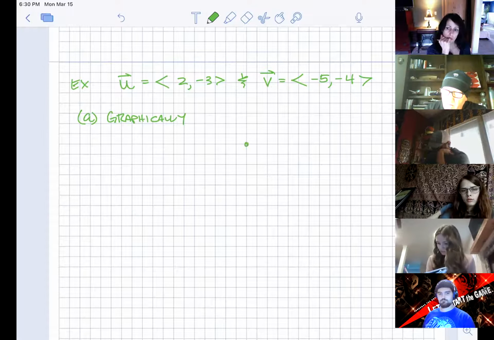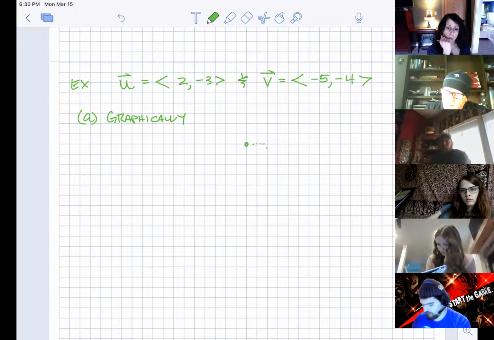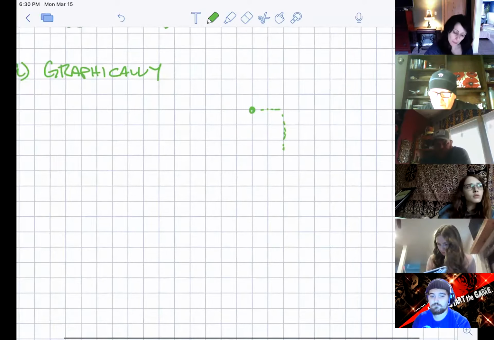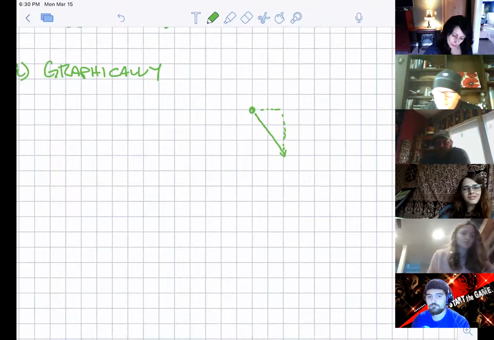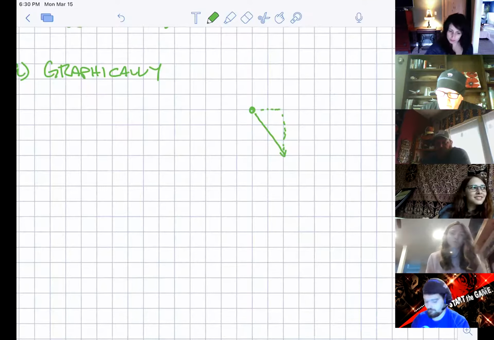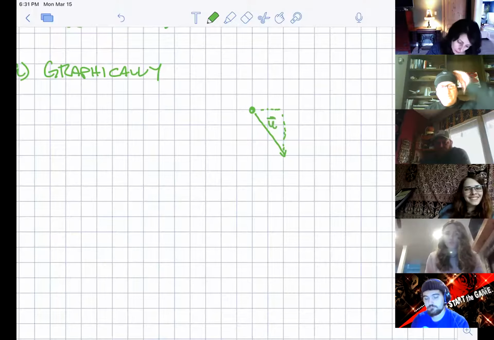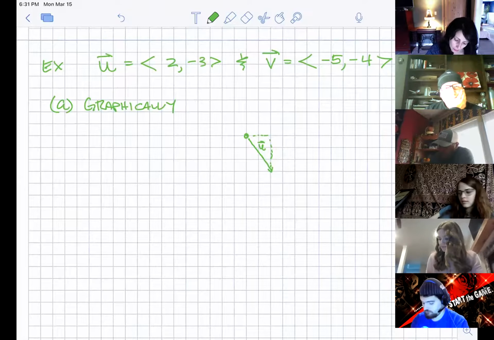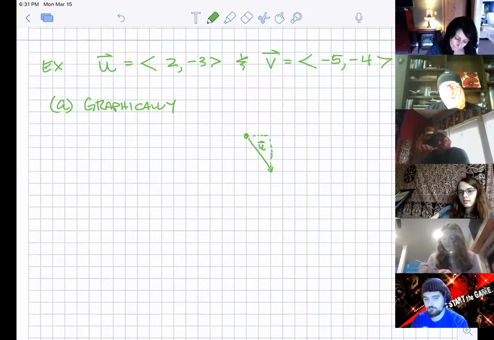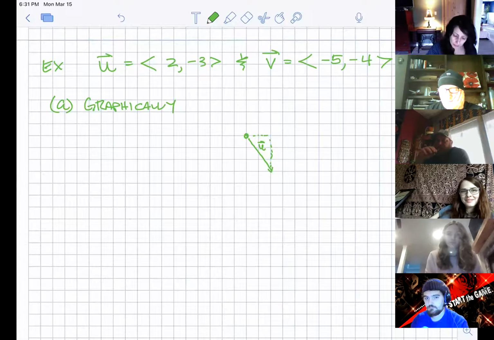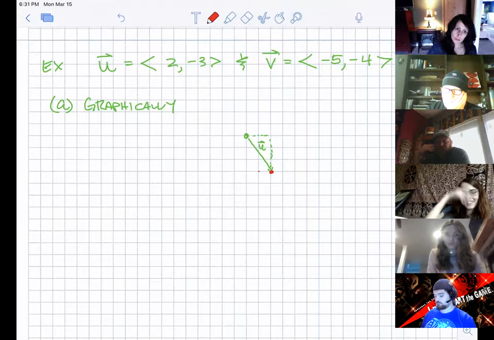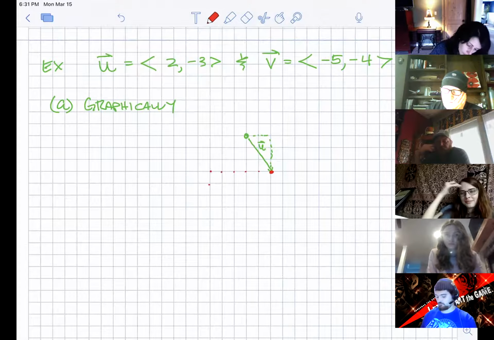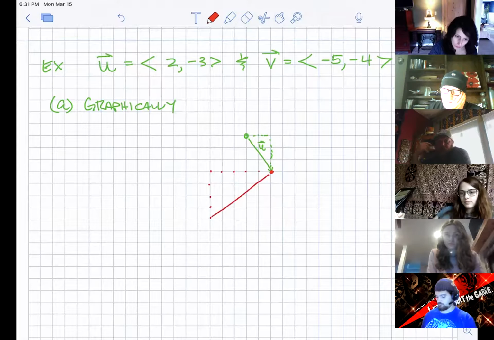So I'm starting here. If I go right 2 and down 3, there's vector U. Awesome. Adding them means rewrite them head to tail. So now that I started from there for you, I'm going to take off from here and go X is -5. One, two, three, four, five. Y is negative four. One, two, three, four. So there's vector V.